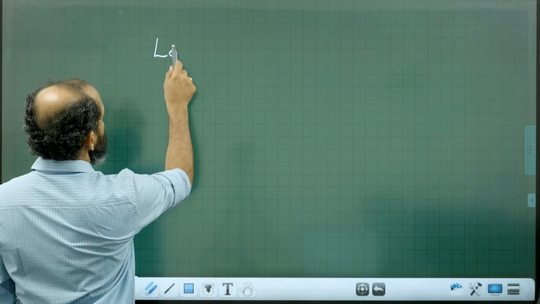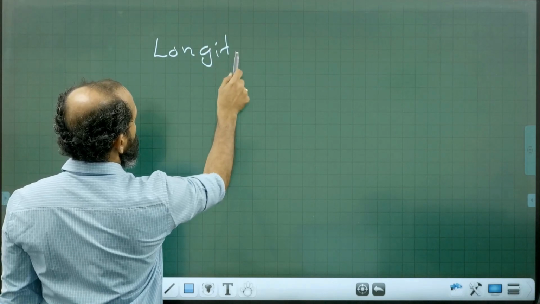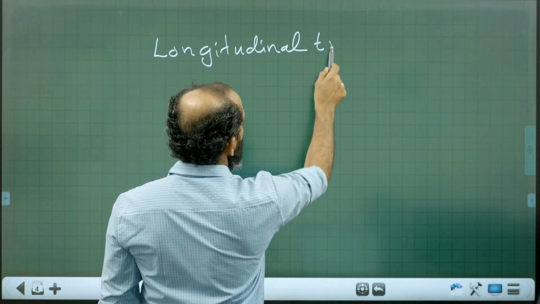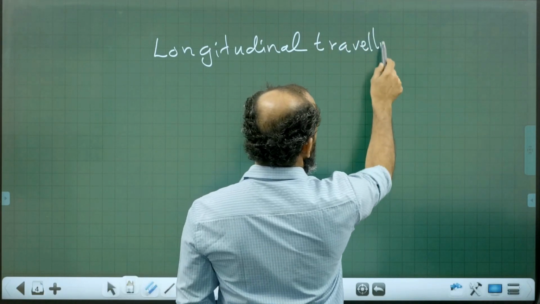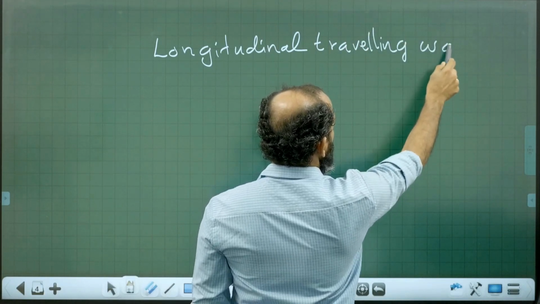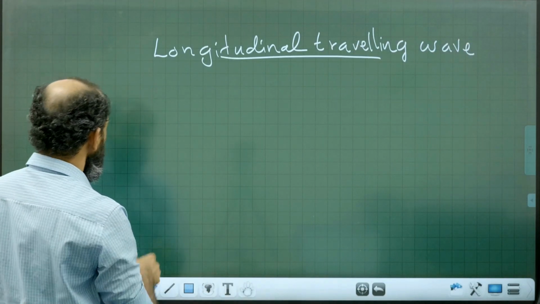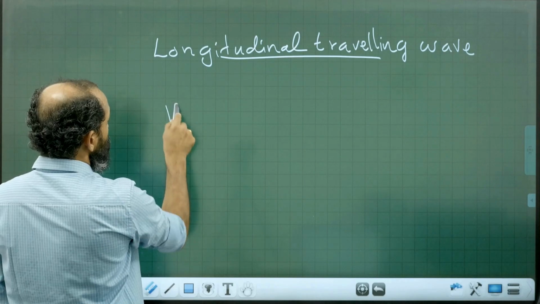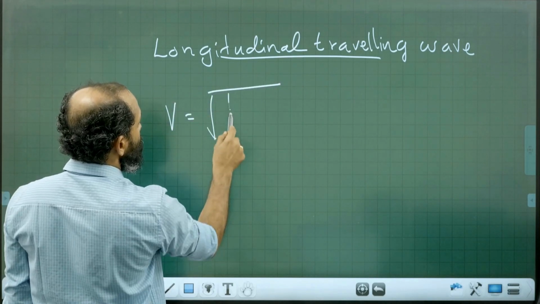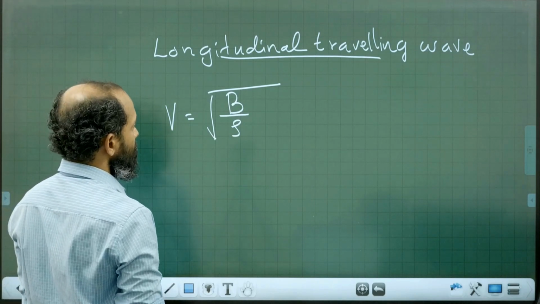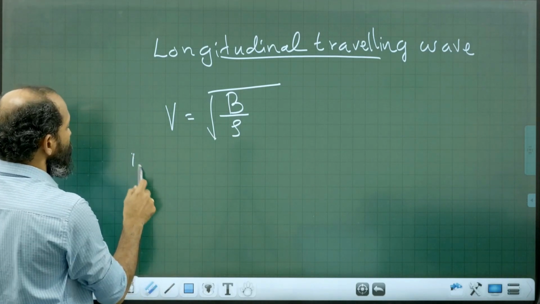When longitudinal waves travel in a medium, the formula for velocity: when a longitudinal traveling wave passes through a medium, its velocity is measured as the square root of bulk modulus divided by density, as per Newton's formula.